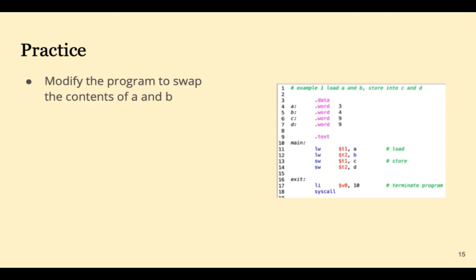Now I've got a practice for you. This is the first program we looked at in loadstore. I'd like you to modify this program to swap the contents of A and B. In other words, you won't need C and D at all. This is a little tricky because it's so much simpler than you're going to think of at first. So I'd like you to pause the video, code up a solution, and we'll talk about a solution in class.